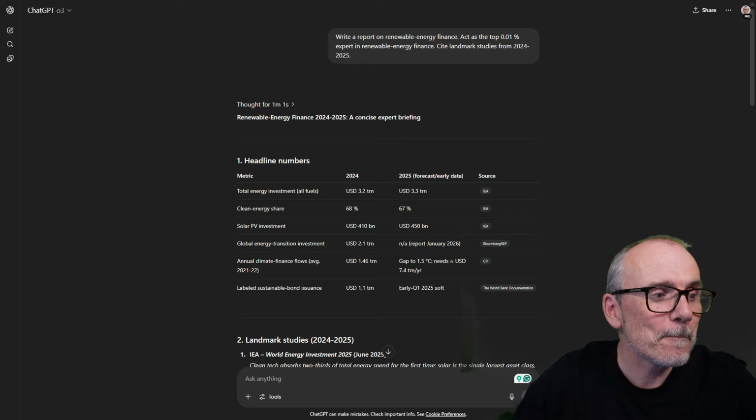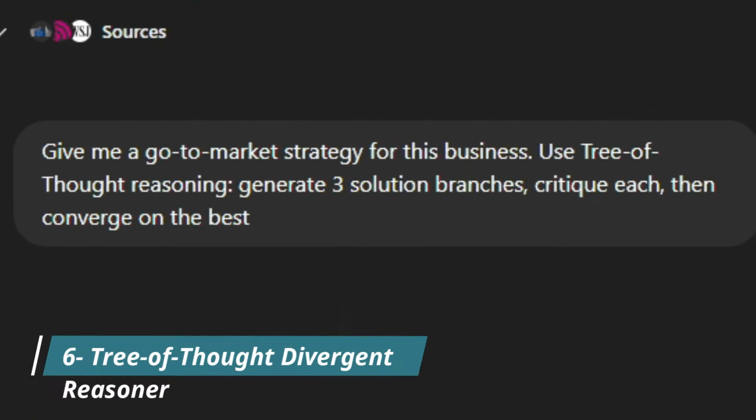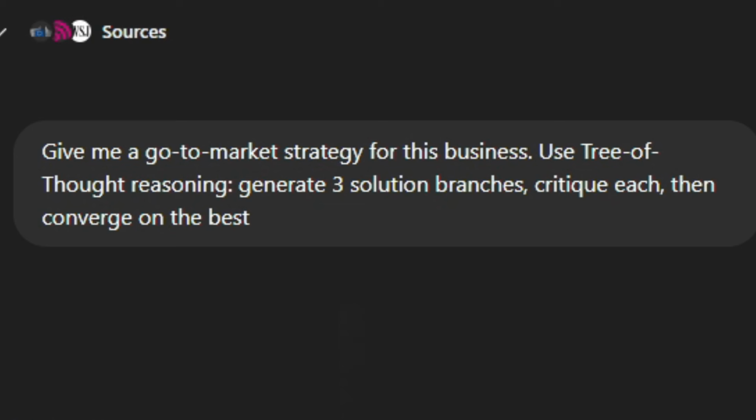Let's move on. Okay, back to our business idea, our board AI business idea. And the prompt I've got this time is for this business idea. So I've just done it later on in the same chat. Give me a go-to-market strategy for this business. And now this is the key. Use tree of thought reasoning. Generate 3 solution branches, critique each of them, and converge on the best.